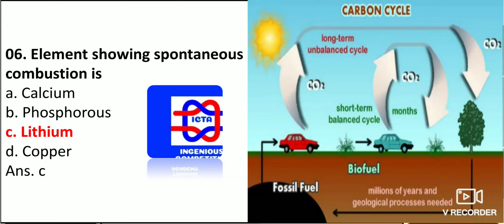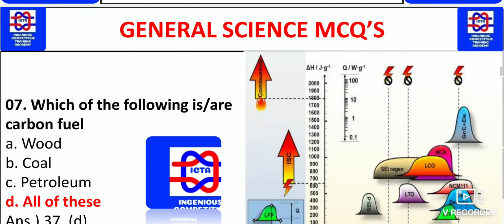As you can see how exactly the carbon cycle looks like, how the fossil fuel is used for diesel, and it takes millions of years and geological processes for the formation of fossil fuel. So this is a long-term unbalanced cycle. As you can see how exactly we are using them.